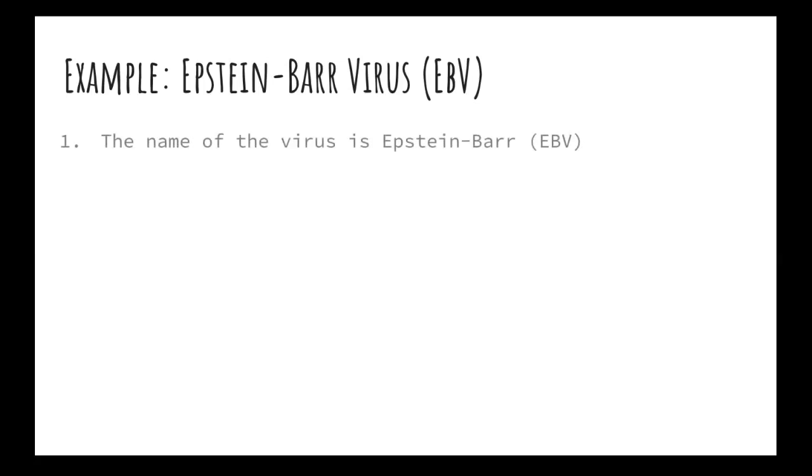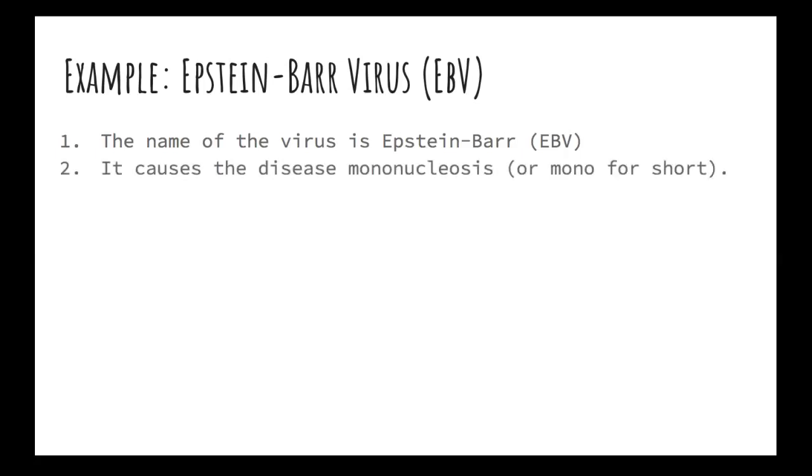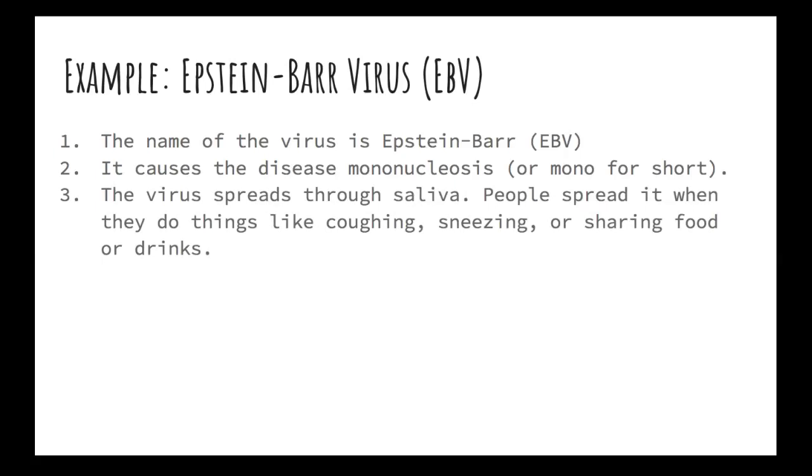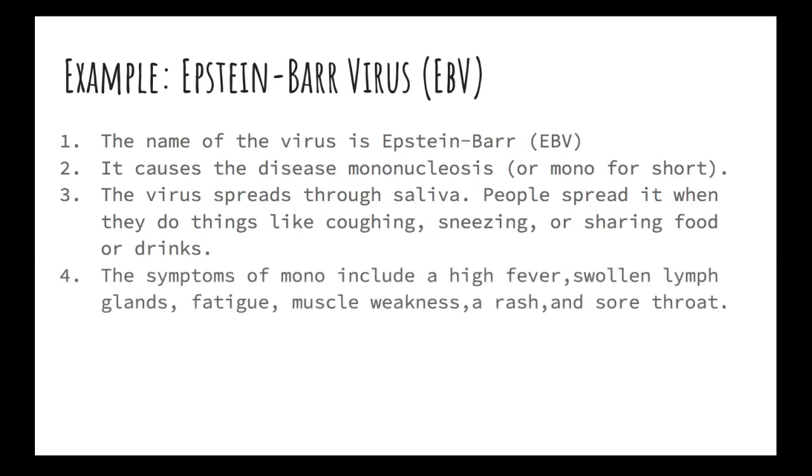So the first question is the name of the virus. The name of this virus is called the Epstein-Barr virus, or EBV. It causes the disease mononucleosis, or people call it mono for short. The virus spreads through saliva. People spread it when they do things like coughing, sneezing, or sharing food or drinks. The symptoms of mono include a high fever, swollen lymph glands, fatigue, muscle weaknesses, a rash, and a sore throat.